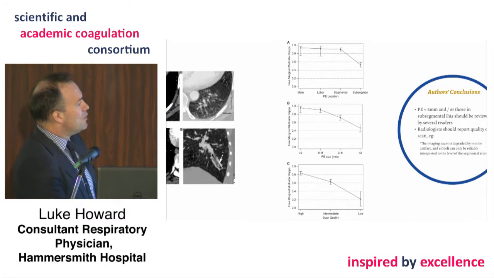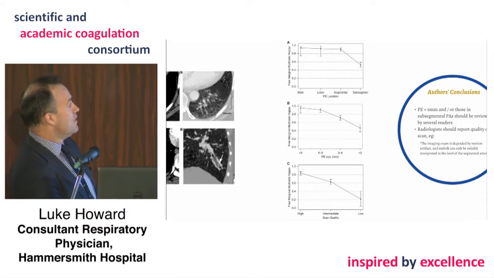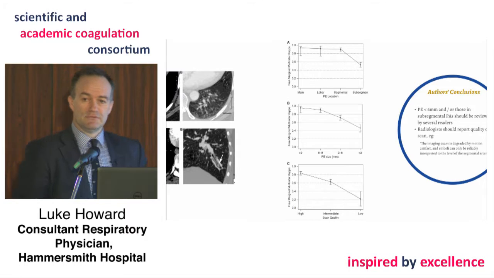So what they did was they looked at main, lobar, segmental and subsegmental pulmonary emboli. They looked at PE size from 9 down to 3 millimeters, and then they looked at the quality of the scan. And they produced this thing called the free marginal multi-rater kappa.